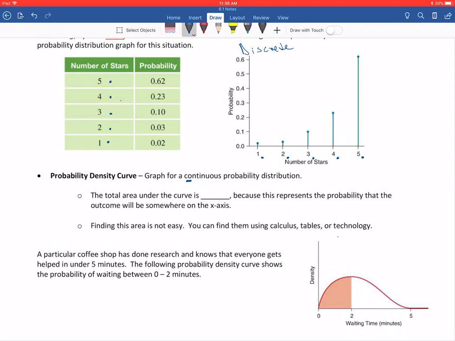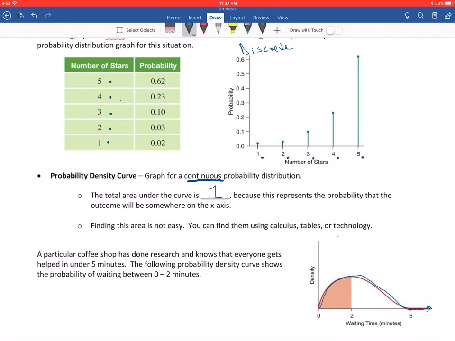For continuous, what we get is a probability density curve. So we get this curved figure because every value between these two certain values, every little increment could work. And the total area under that curve is 1 because it represents the probability that the outcome will be somewhere.